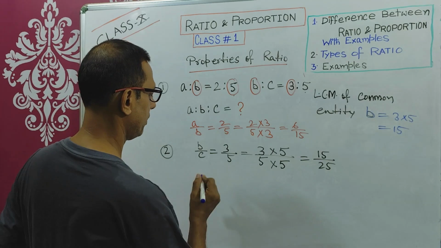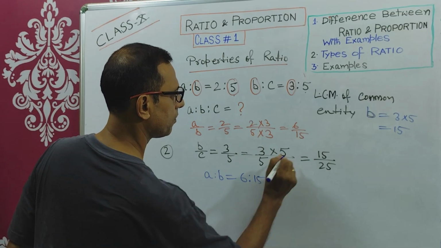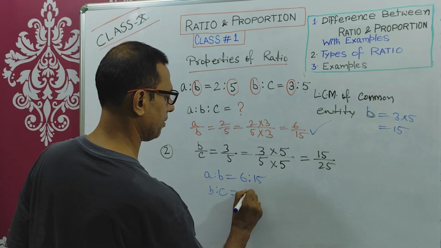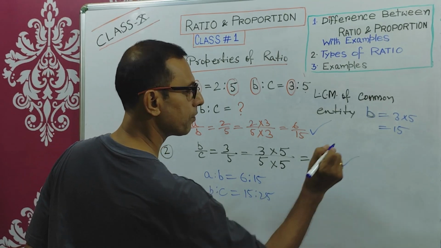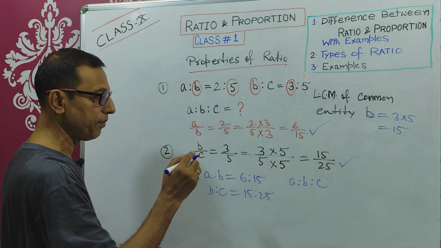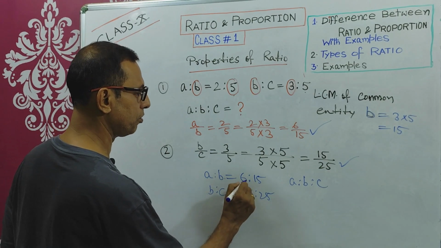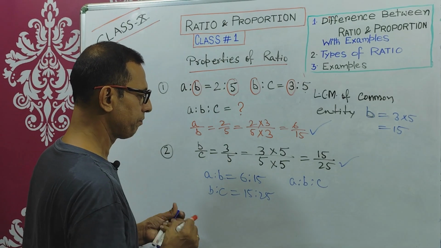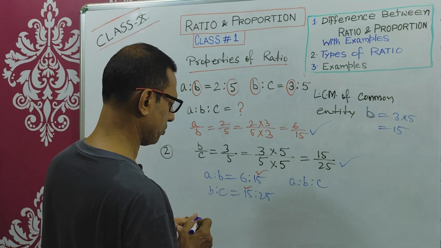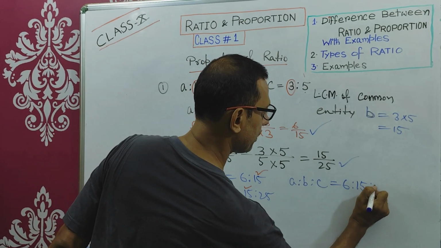So A is to B equals 6 is to 15, and B is to C equals 15 is to 25. That means A is to B is to C, based on the property, if the B value is the same, the common entity is the same, then you can straight away write it like this. The two 15s are now the same. This is also 15, this is also 15. So you can write down A is to B is to C equals 6 is to 15 is to 25.